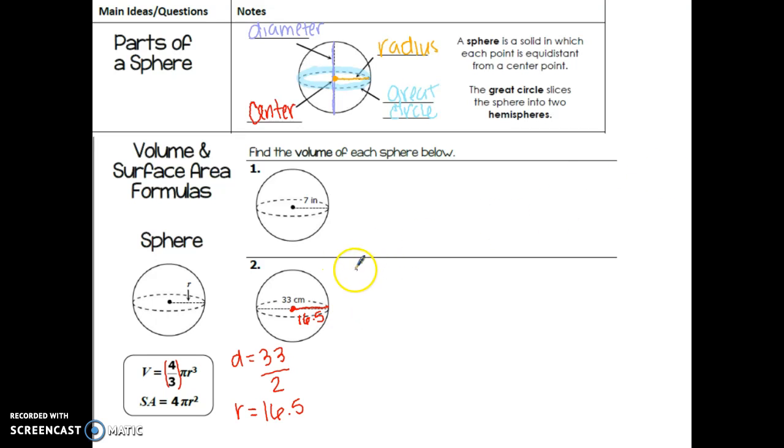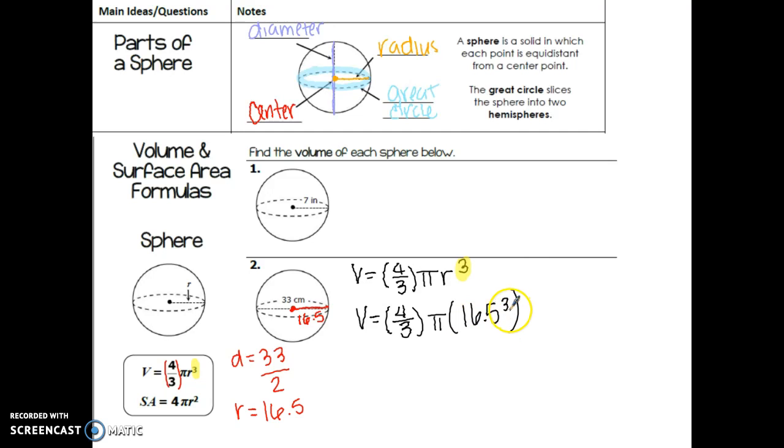So then I'm going to start out by writing my equation. So that is 4/3 pi r cubed. That's very important. You guys so far have used square, but for volume of a sphere, we're actually going to cube that. So I'm going to replace what I know, 4/3 pi, and then my radius, that's going to be 16.5, and then I'm going to cube that.